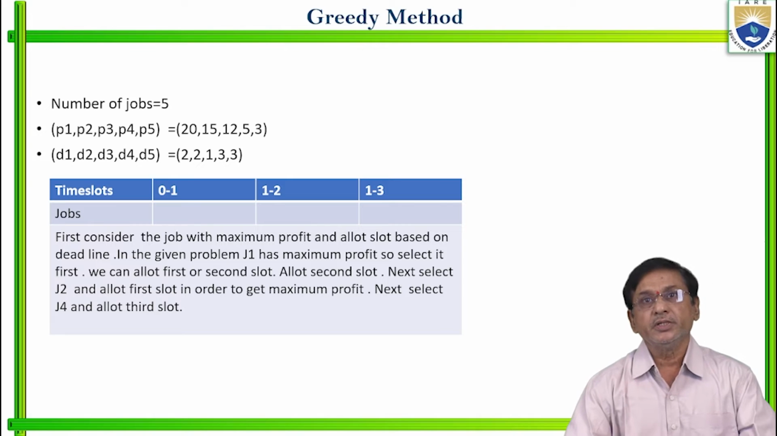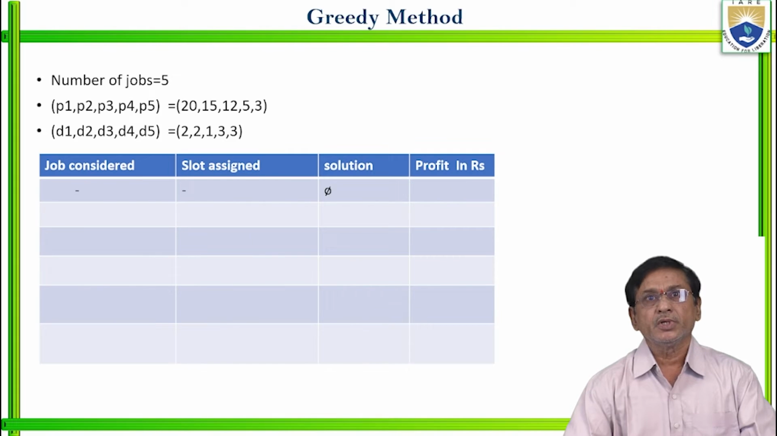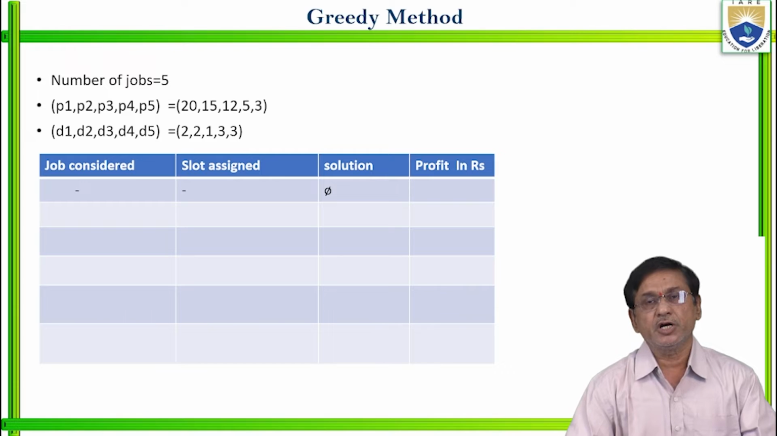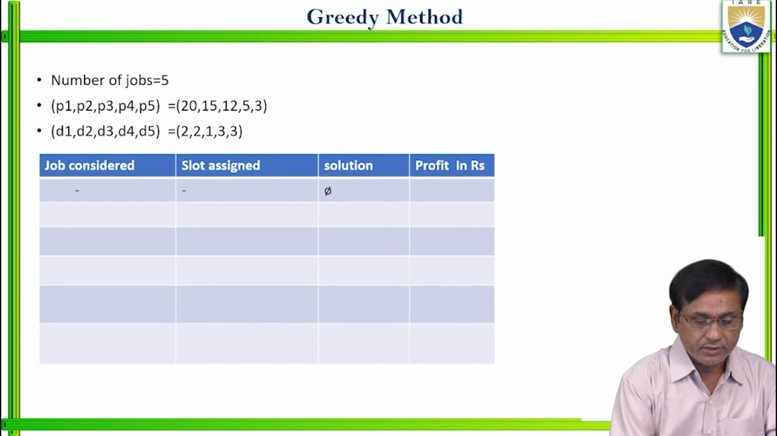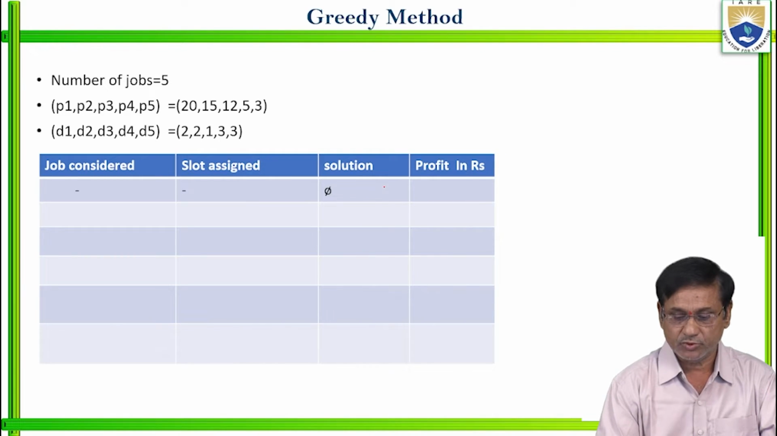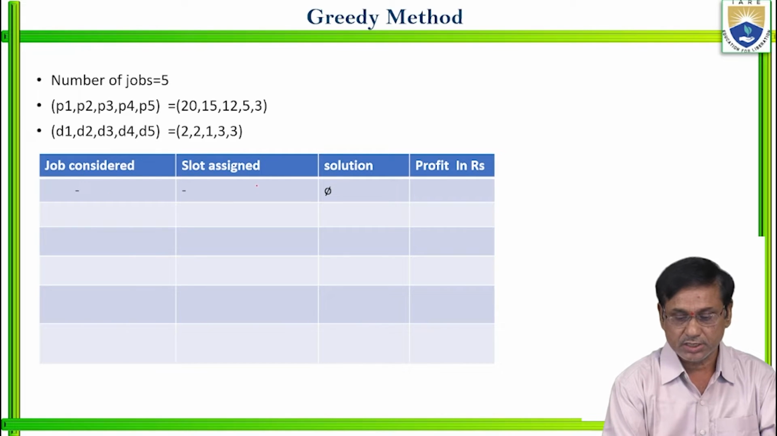So in this, we have to select the job which has maximum profit. Now you see here 5 jobs are there. For the first job, the profit is 20. In that, we can consider this table: job considered, slot assigned, solution, profit in rupees. So in the beginning, there is no job considered, no slot, solution is empty, profit is 0.